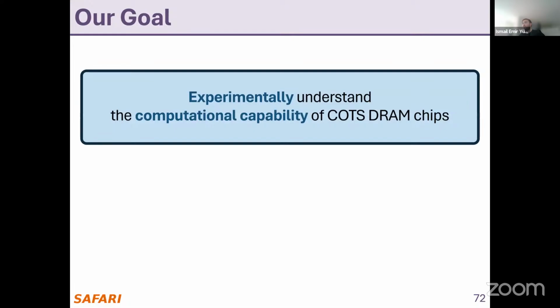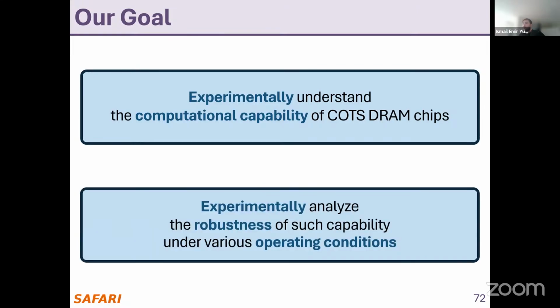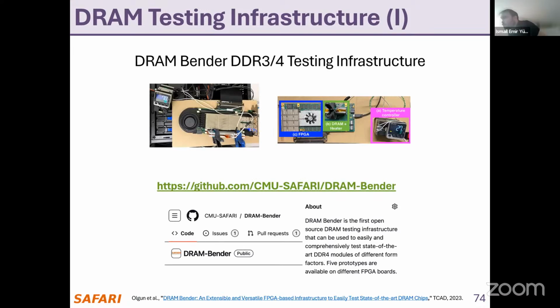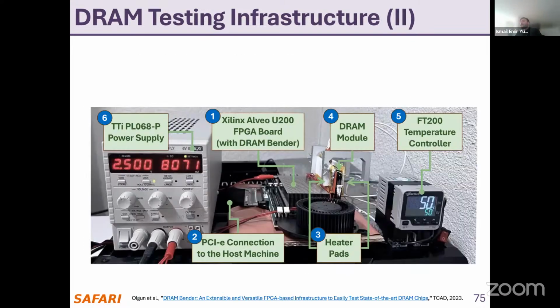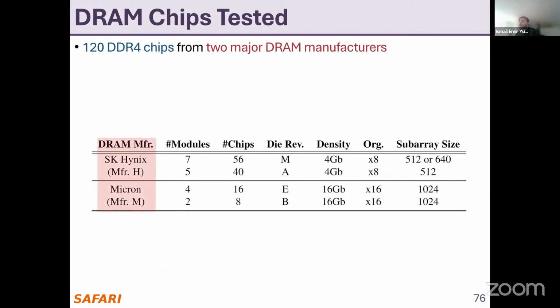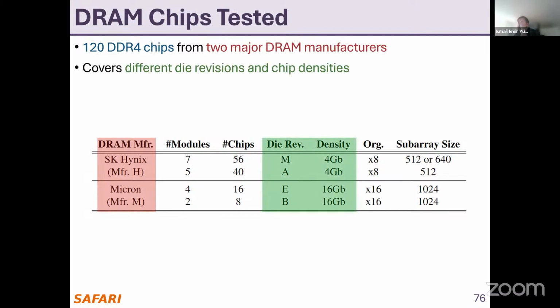In this paper, our goal is to understand the capability of off-the-shelf DRAM chips and experimentally analyze the robustness of such capability under various operating conditions. To this end, we use the same infrastructure, the DRAM Bender DDR3 and DDR4 testing infrastructure, which enables us to have fine-grained control over commands, timings, temperature, and voltage. We tested a total of 120 DDR4 chips from two major manufacturers, SK Hynix and Micron, and we cover different die revisions and chip densities.